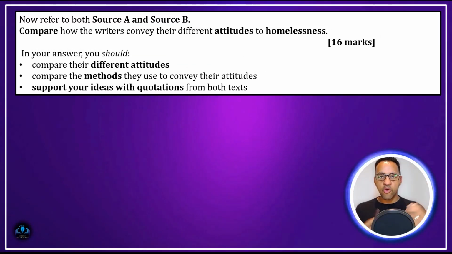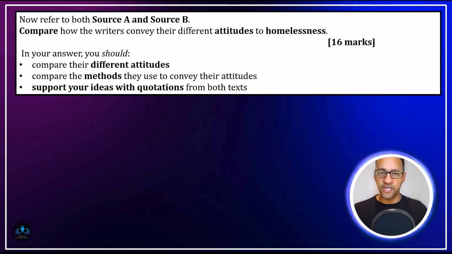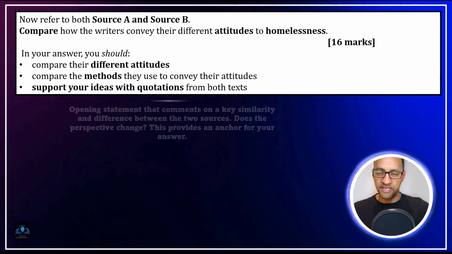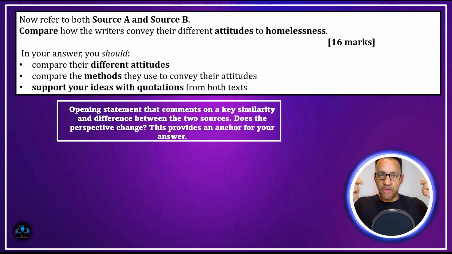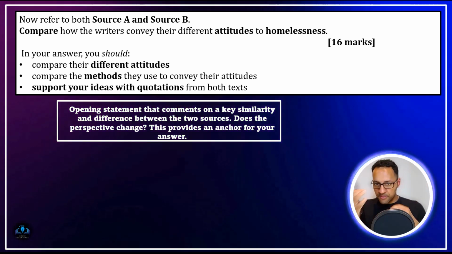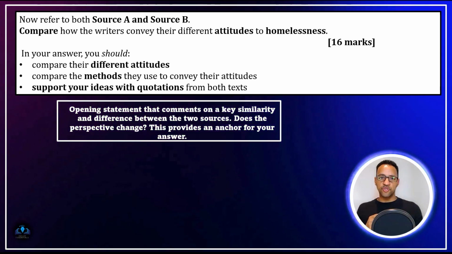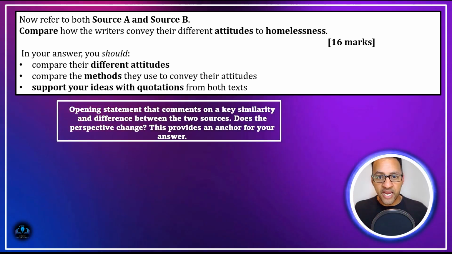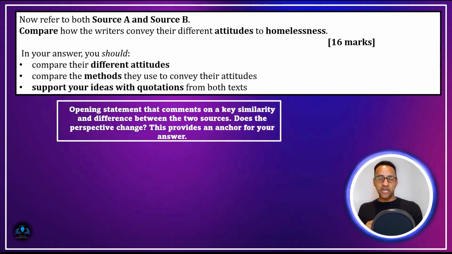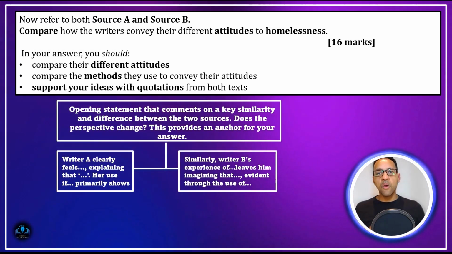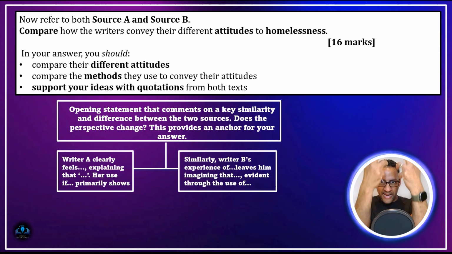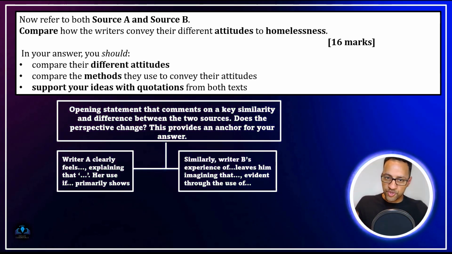So we've got our question here, and let's have a look at how we might bring that together into a plan. So your plan might begin with showing that you have that thesis statement, a simple similarity or differences between the two sources. Does the perspective change? This provides the anchor to your answer. Then, as we finish our thesis, we think about what we're going to be talking about as those big ideas from source A and source B.